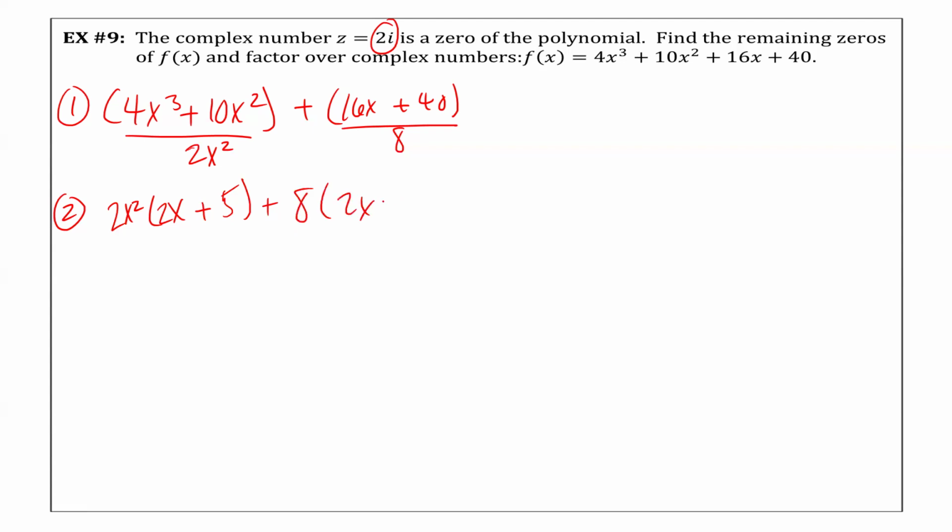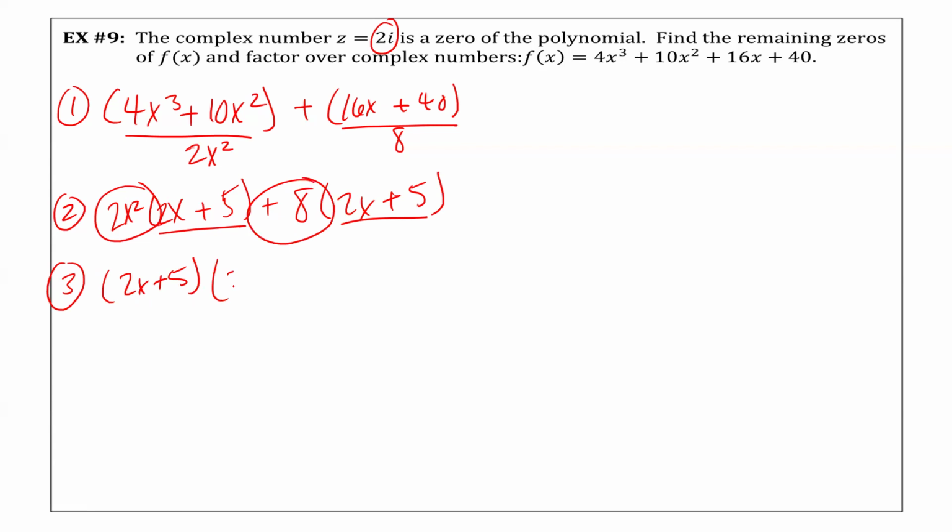So we're factoring out 8, 2x plus 5. And now, what is my common binomial? My common binomial is 2x plus 5. When I factor out my common binomial, what am I left with? I'm left with 2x squared plus 8.